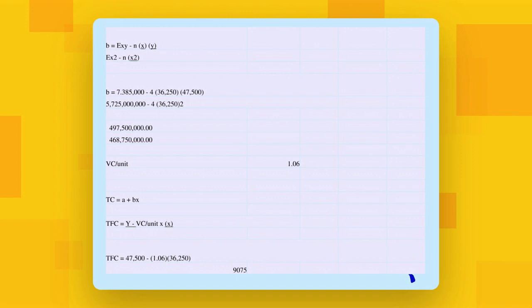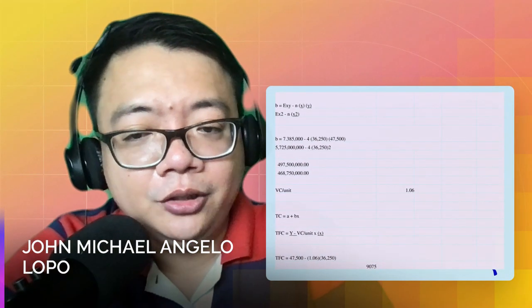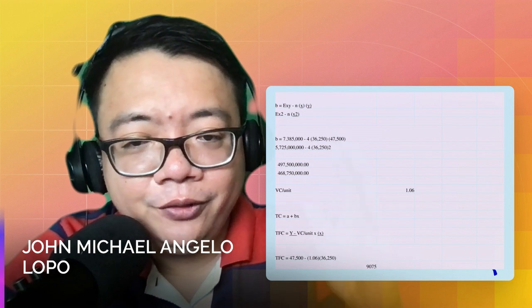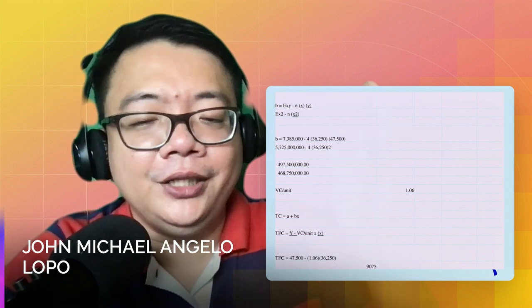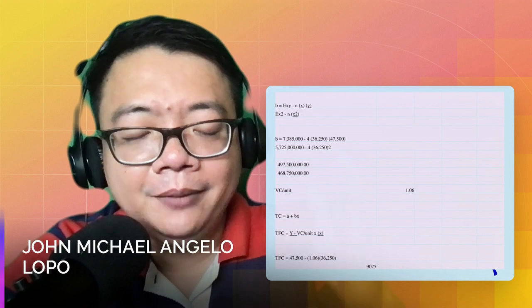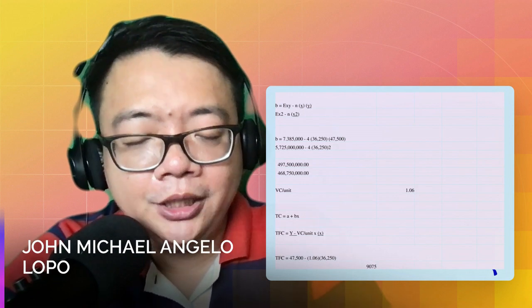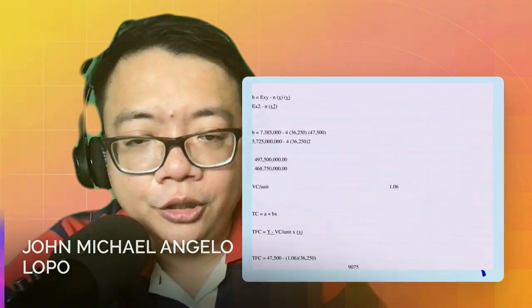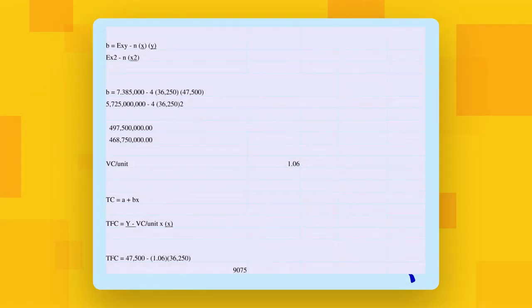Alright, next one is to compute your total cost. What is the formula again for your total cost? Go back again to our, di ba, ano nga yung total cost? Very good, your total fixed cost plus variable cost per unit multiplied by the volume. So, TFC is equal to Y minus variable cost per unit multiplied by X, the volume.